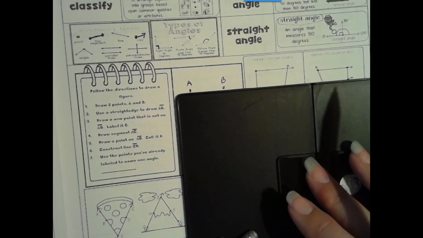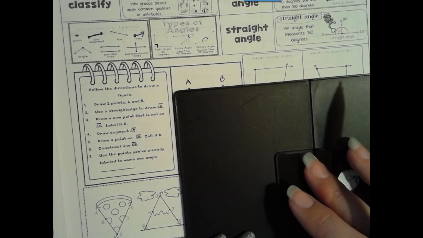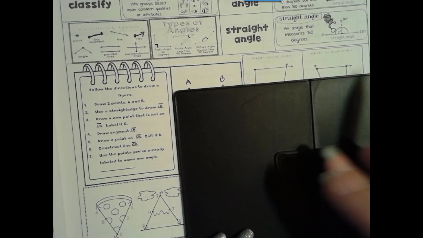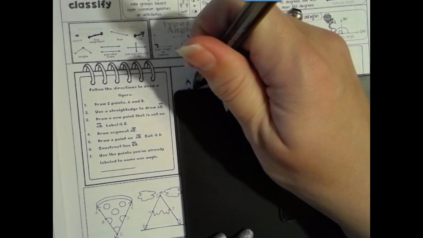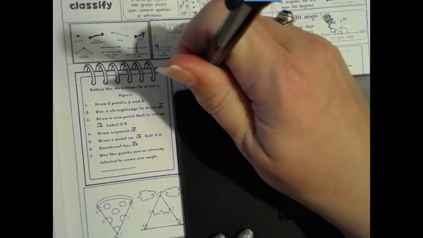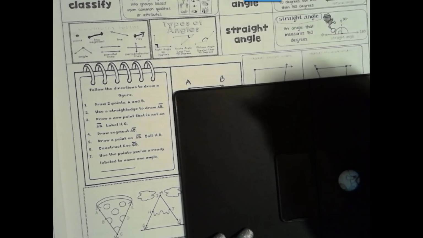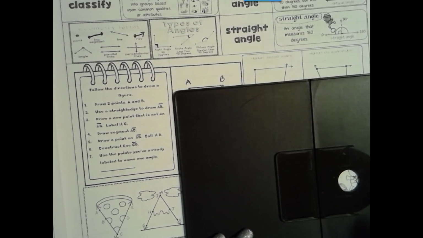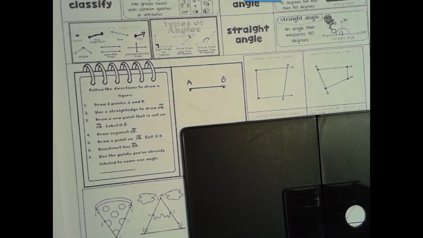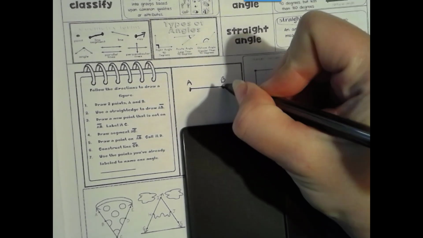So to do that, you put your straight edge right up to the points like this. Make sure your pencil is straight up and down and right against your straight edge. And you go from point A to point B. It may not be exactly perfect, but it should be straight. We want that straight from point A to point B.